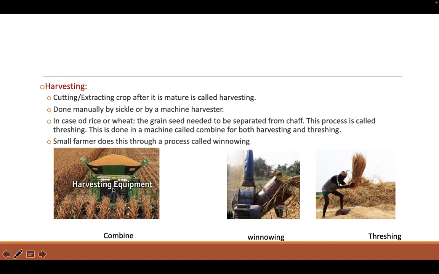It is both separating the output from the plants and collecting the plants, separating the paddy or wheat from there. So both are combined. Here also it is similar, but this is for just smaller fields. Manually it could be done using threshing, where you hold the plants in a group and beat them so that the seeds are separated from the shaft. This is called threshing.